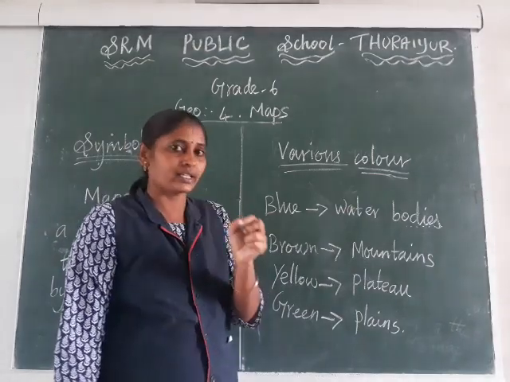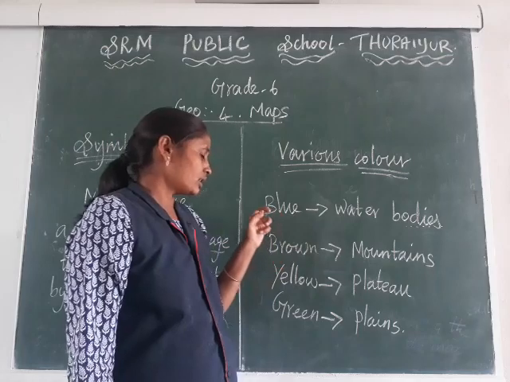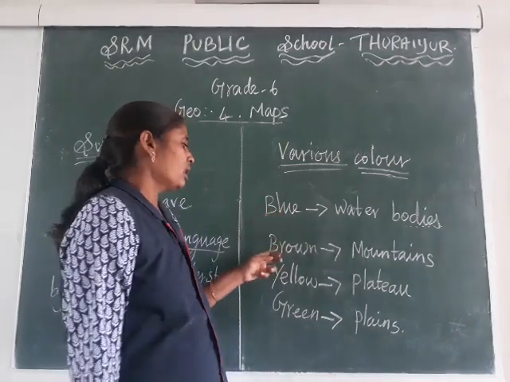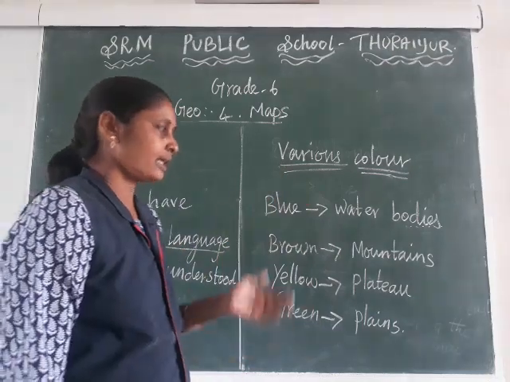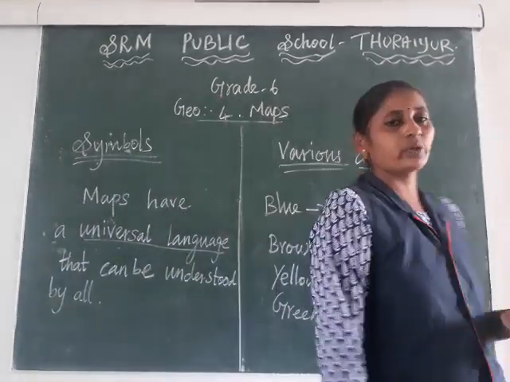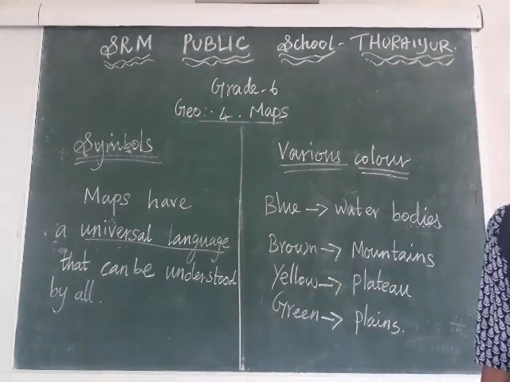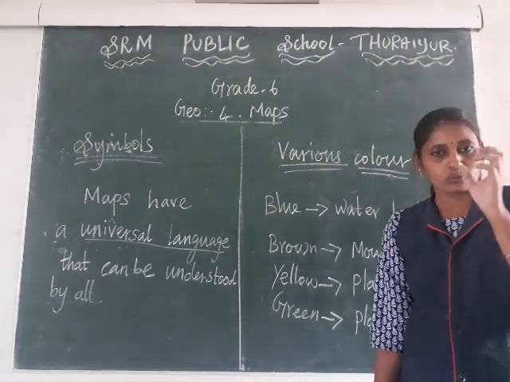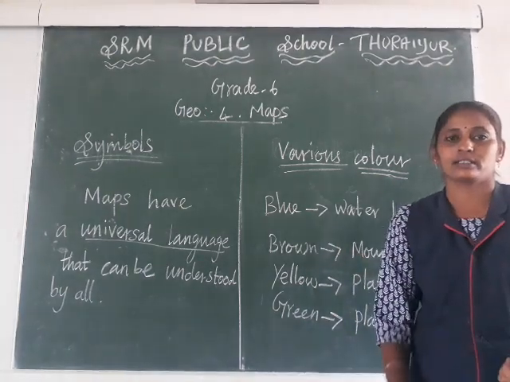See, they are not writing anything. Simply they are giving blue color, brown color, yellow color, green color. Automatically we can understand this is a water body, this is a mountain, this is a plateau and this is a plain. So to indicate directly, they are using small symbols and small colors like these.